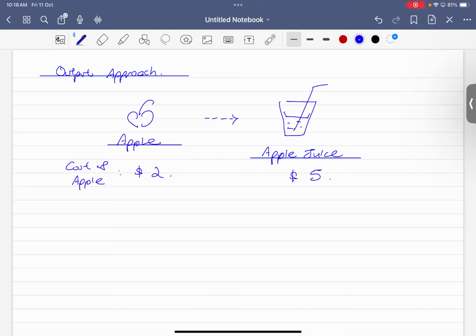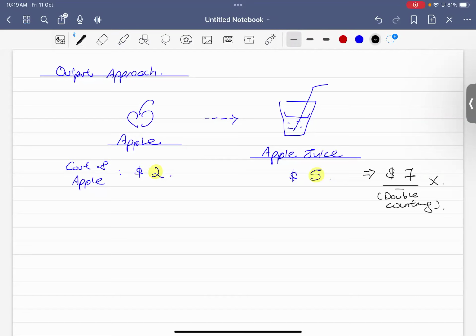So what happened is, if let's say we do not look into the value of the final outputs, we go and add up all. Let's say I add up this $2 plus this $5. How much does it equal? It becomes $7, which is wrong. Why is that wrong? Because there is double counting here. Why is that double counting? Because the cost of apple has been calculated twice.